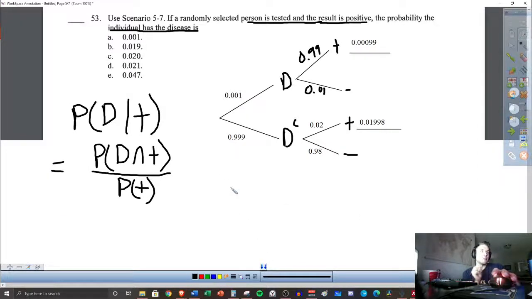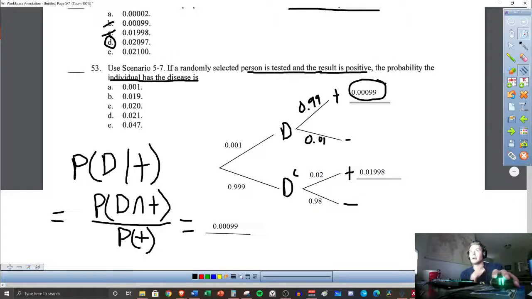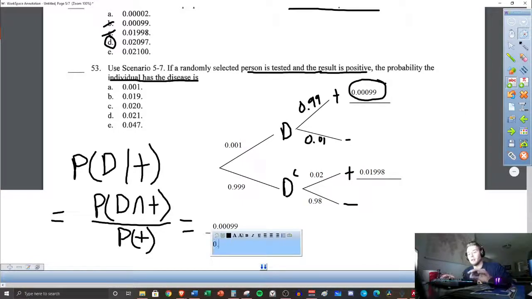So that's what we want right there. What is the probability of disease and positive? Well, that is this value here. I'm just going to duplicate that there, and we're going to divide that by the probability of positive. Well, that's what we found up here, the answer for that first problem, 0.02097. So that goes on the bottom, and this is going to get us our answer here.